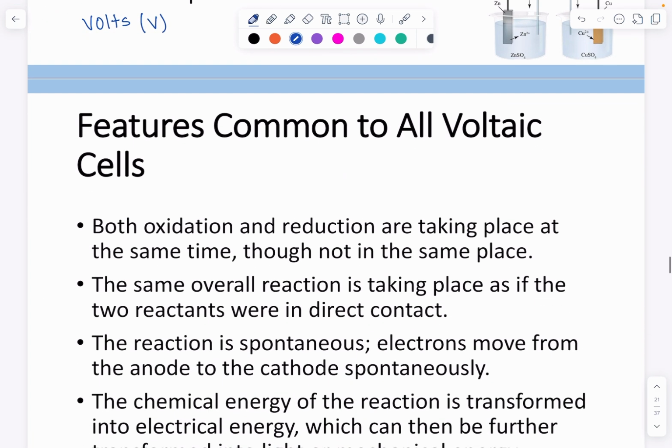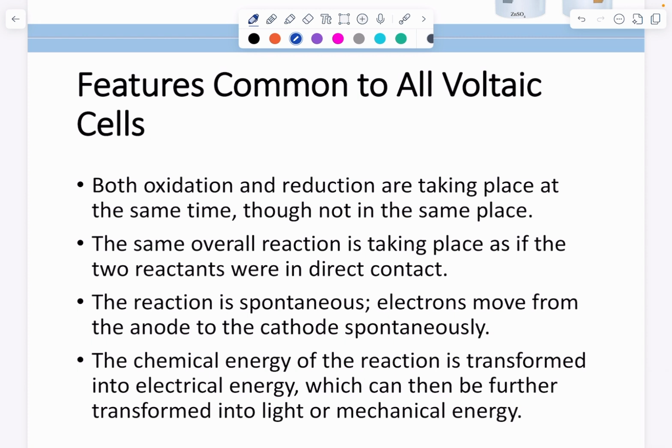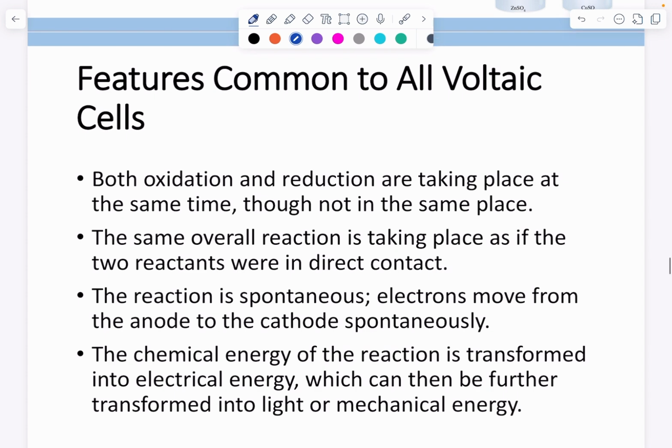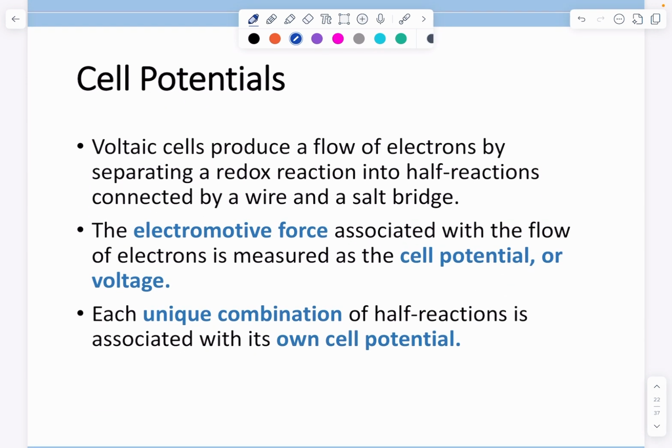So for all voltaic cells, both oxidation and reduction take place at the same time, but not in the same place. But the same overall reaction is taking place as if the two reactants were in direct contact. This reaction has to be spontaneous for a voltaic cell to produce a voltage. Electrons move from the anode to the cathode spontaneously. And then the chemical energy of the reaction is transformed into electrical energy, which can then be further transformed into light, for example, for like a flashlight, or mechanical energy for something to move that uses batteries, like a remote control car.